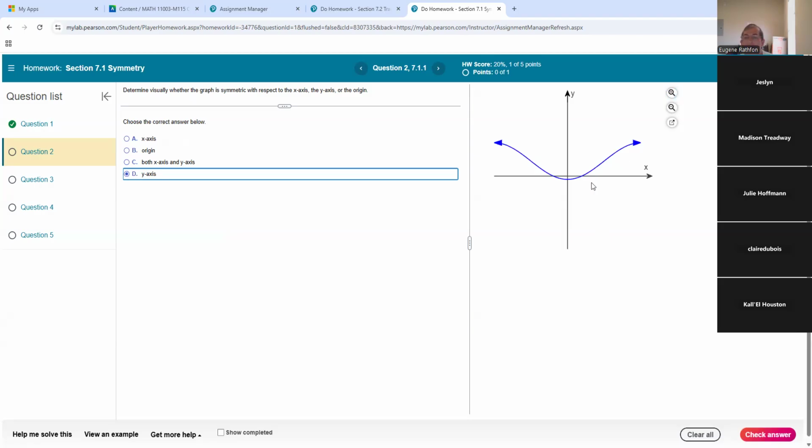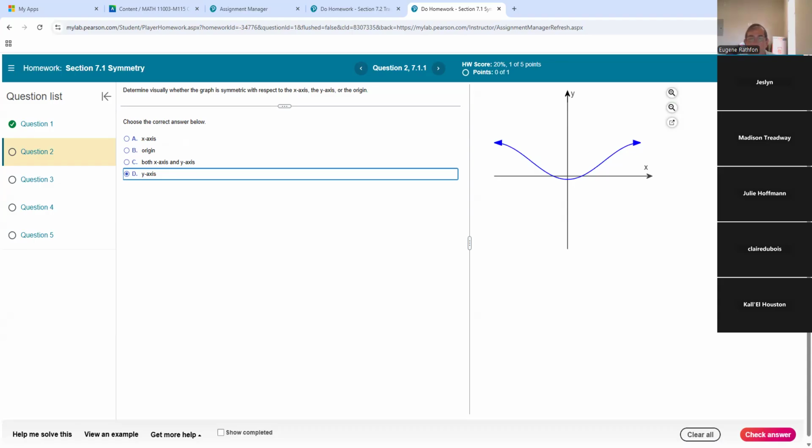Okay, it's not the x, because if I fold it over to x, the top of this graph will not land on anything but empty space. And it's not the origin because if you turn it upside down, it won't be U-shaped. It'll be sort of N-shaped, I guess you would say, okay?